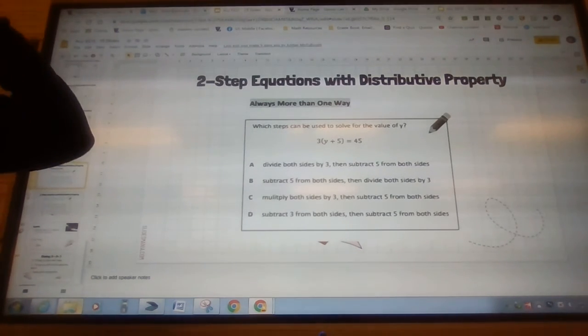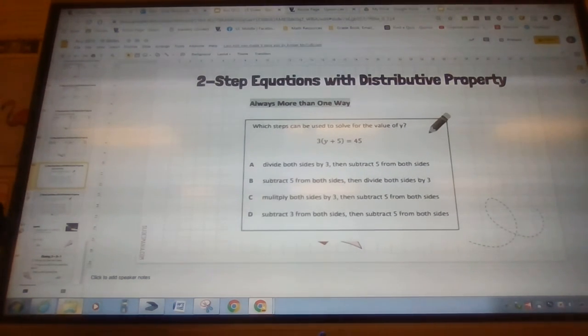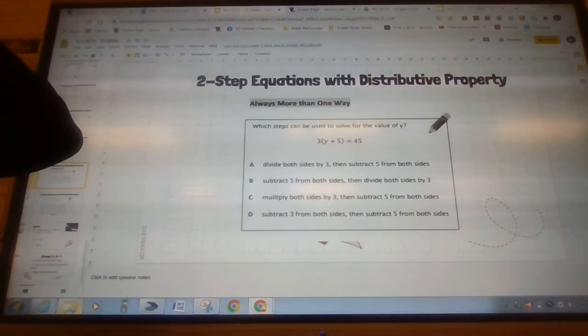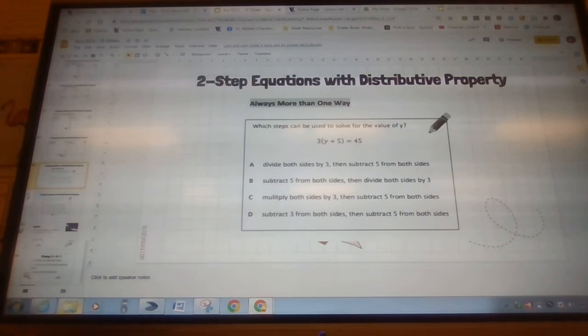Which steps can be used to solve for the value of y? Divide both sides by 3, then subtract 5 from both sides. Subtract 5 from both sides and divide. They're all wrong. No, they're not actually. I'm confused. Is it C? I thought it was C, because you're supposed to multiply both sides by 3, but it should be then subtract 15 from both sides. Oh, yeah.